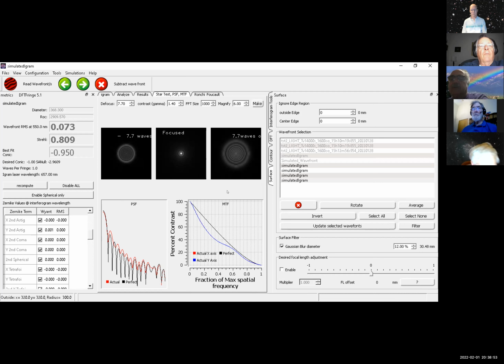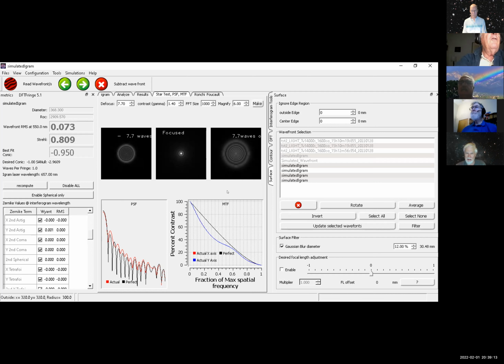Are red and blue on top of each other here in the MTF? Yes. Wow, I didn't see a red on the MTF. Well, they're right on top of it. Oh, I see, okay. If there was astigmatism, you would see two different lines, the red and the blue.